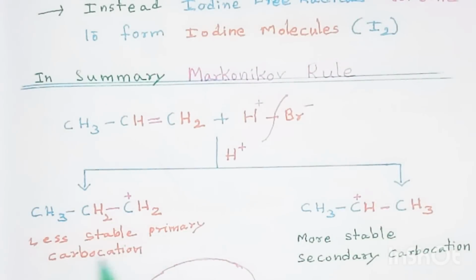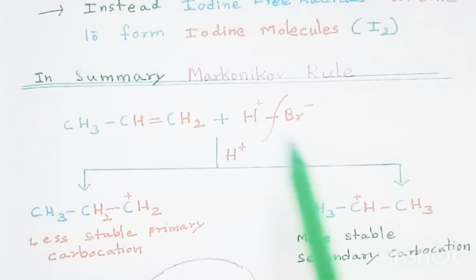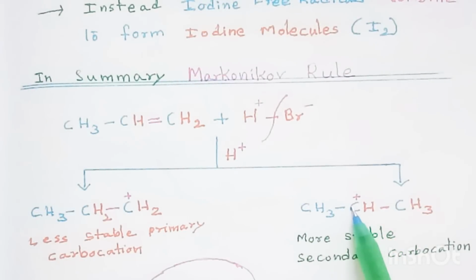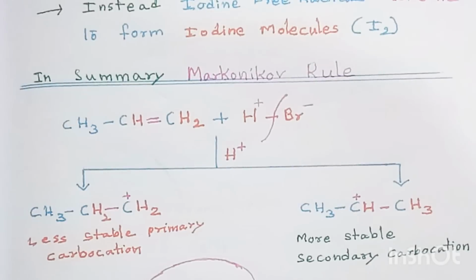This is the less stable primary carbocation. If the hydrogen gets attached to this carbon atom, we get a secondary carbocation, which is more stable. Now this secondary carbocation, which is more stable, is attacked by Br minus. So we get bromine attached to the secondary carbocation. We get 2-bromopropane as the major product.